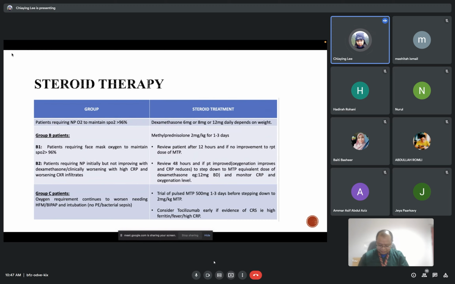And group C patients are those with oxygen requirement, which is high flow mask and above. We will trial with pulse MTP and then slowly step down.